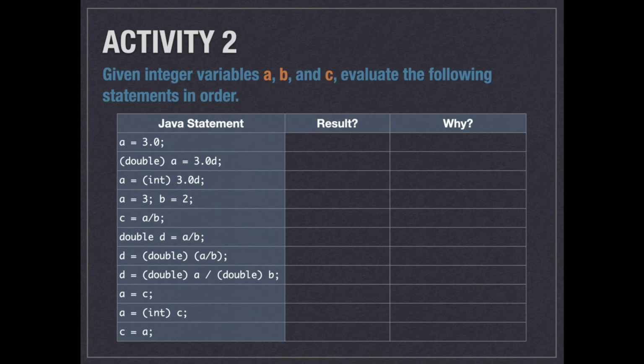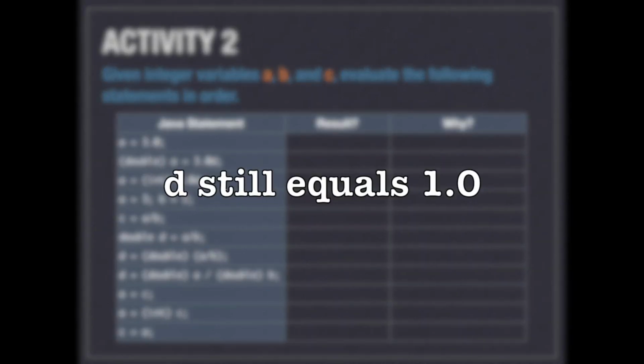Problem is, syntactically, the way I've written it will not work correctly because the parentheses around A divided by B will cause it to be executed first. And A divided by B is integer math, and the result is 1. So this line D equals recast as double A divided by B will still get us the result 1.0. There will not be a 0.5.